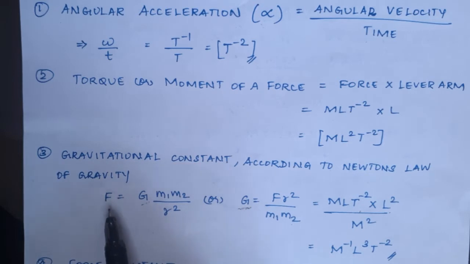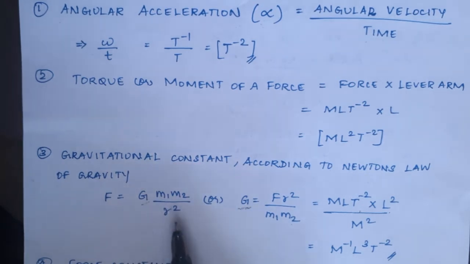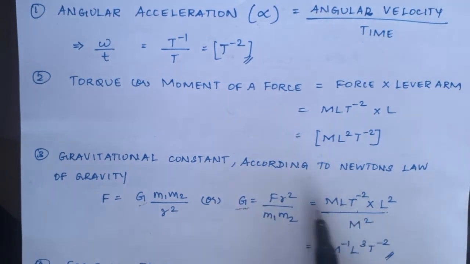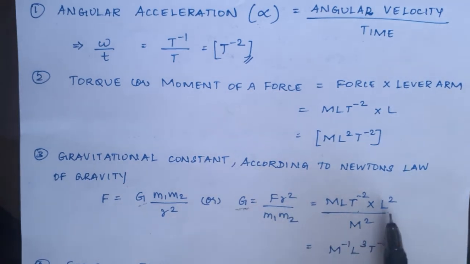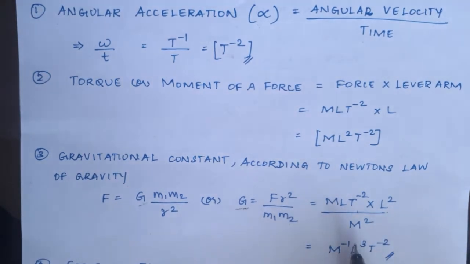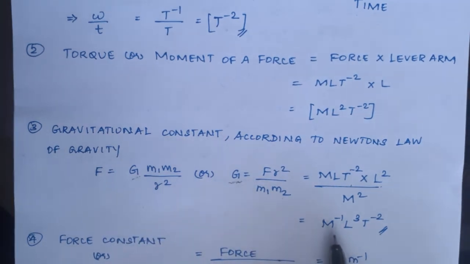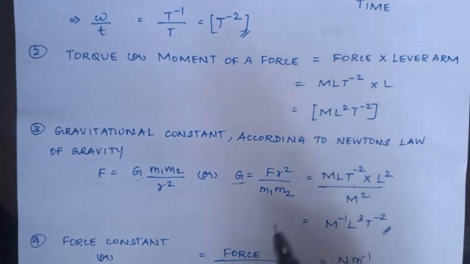So, mathematically we can write F equal to G m1 m2 by r square, where G is a constant, or G is equal to F into r square by m1 m2. We already arrived at the dimensional formula for F, M L T power minus 2, and r square is a measure of length, so L square. m1 m2 are two masses, m into m gives M square. So, the dimensional formula for the gravitational constant is M power minus 1 L cube T power minus 2. So, by knowing fundamentals, you can easily arrive at the complicated physical quantities.